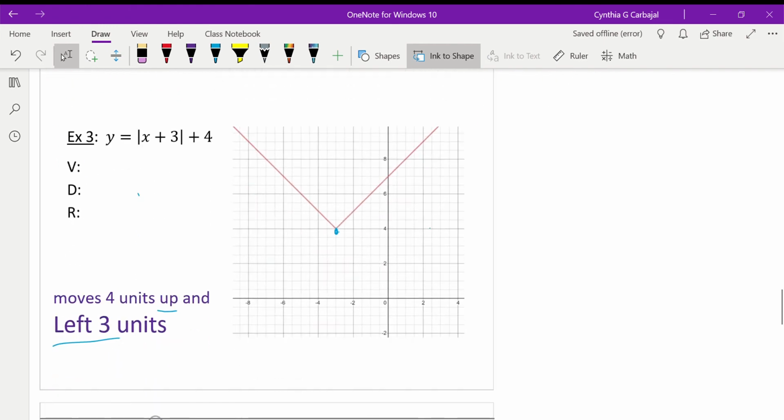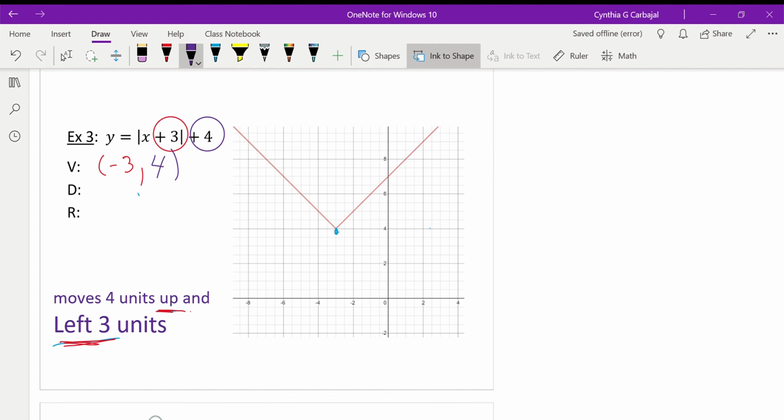Let's go back up. Now we have a +3 inside, so plus moves it left when it's inside. A +4 on the outside, so it moves up 4, and that's our transformation. Then our vertex, remember, comes from in here, the 3, opposite, so it's -3. And then our y value comes from here, so that's +4.